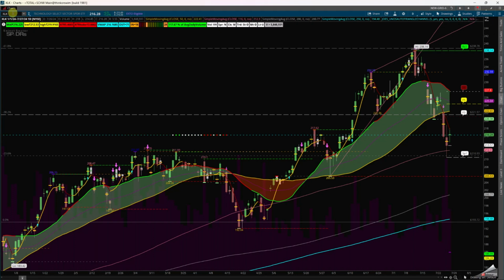Here I have the XLK, the Nasdaq 100, the tech sector. You see the tech sector in the spiders. This is a gap here. We have another gap here. We fill this gap up here. We still have this large gap down here.